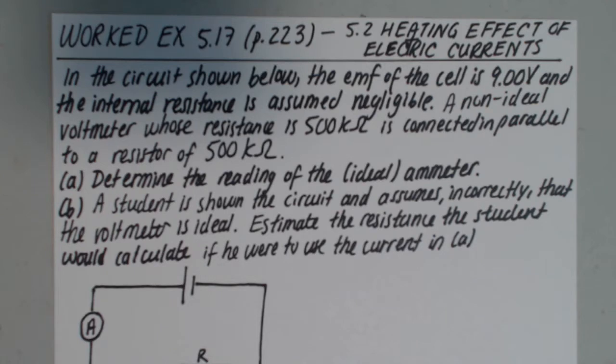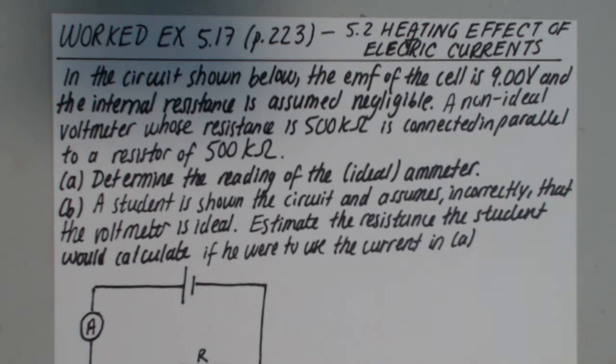Part A, determine the reading of the ideal ammeter. Part B, a student is shown the circuit and assumes incorrectly that the voltmeter is ideal. Estimate the resistance the student would calculate if he were to use the current in A.